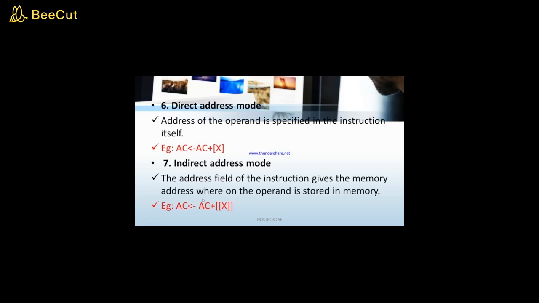Then direct address mode. Here, the address of the operand is specified in the instruction itself. For example, you can say accumulator transfers AC plus X. And indirect address mode, where the address field of the instruction gives the memory address where the operand is stored in memory. For example, you can say AC transfers AC plus of X in double square brackets. This is similar to indirect addressing. We will see a numerical example where we will get clarity.